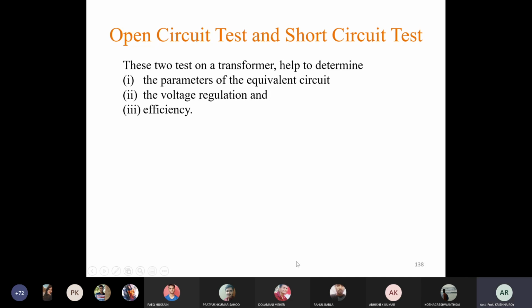So voltage regulation I have already discussed, and efficiency calculation also I have already discussed. So here we will focus mainly on how to determine the equivalent circuit parameters of a transformer by performing these two tests. Then we will discuss how to calculate voltage regulation and efficiency from these data.